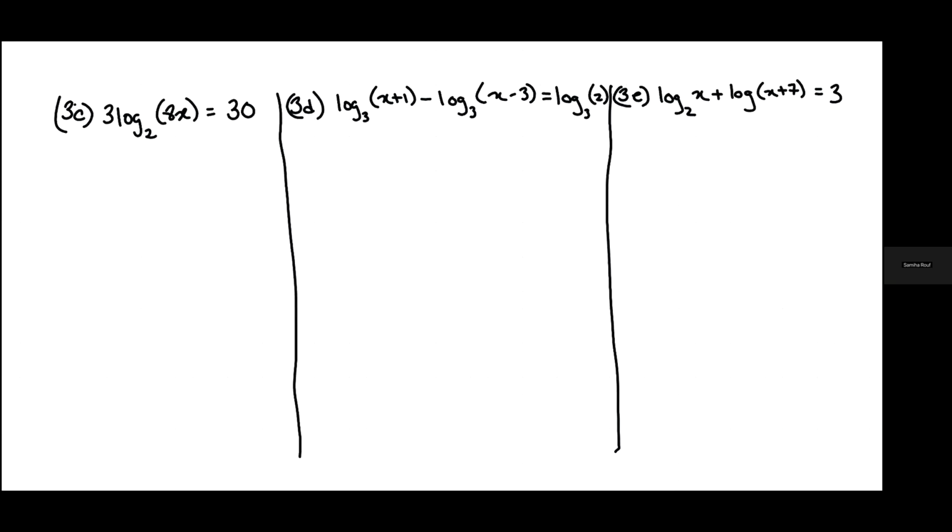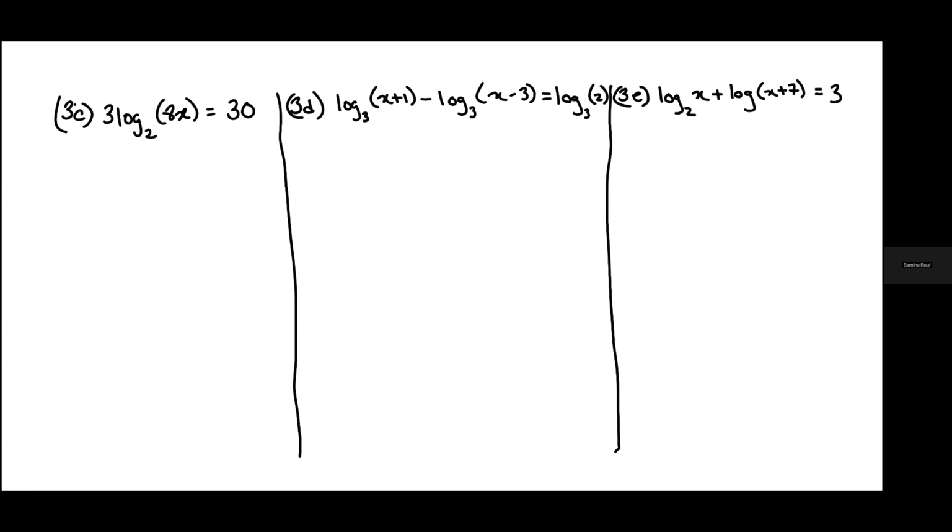Okay, so now let's look at question 3C, D, and E. Each of these involve log. So when it comes to solving equations that involve log, there's three main cases. Case one is where you have a log statement completely on its own, and then you need to convert it to exponential form.